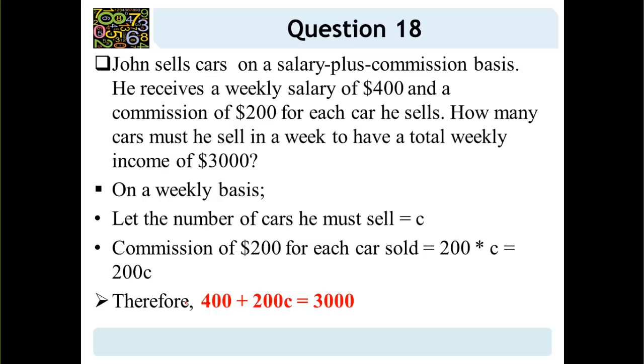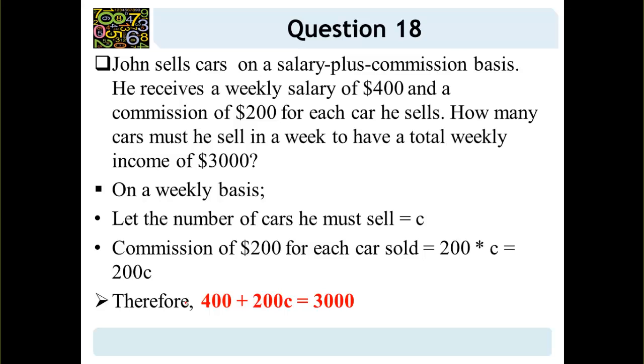Meanwhile, he has a fixed salary of $400. That's the fixed weekly salary. And then a variable salary on a commission basis of $200 per car he sells. So if he wants to make $3,000, we've got to consider this. We first of all know that 400 is fixed, so we've got to put it. Then we look at the variable salary, $200 per car. So let the number of cars that he will sell be C, because we don't know it.